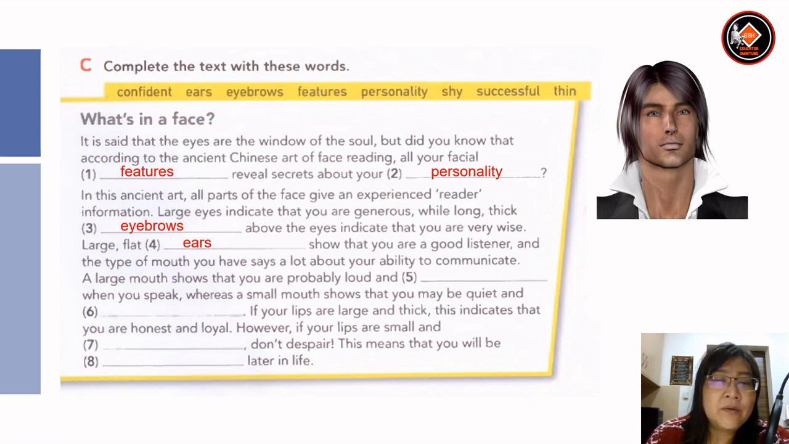A large mouth shows that you are probably loud and confident when you speak, whereas a small mouth shows that you may be quiet and shy. If your lips are large and thick, this indicates that you are honest and loyal. However, if your lips are small and thin, don't despair. This means that you will be successful later in life.